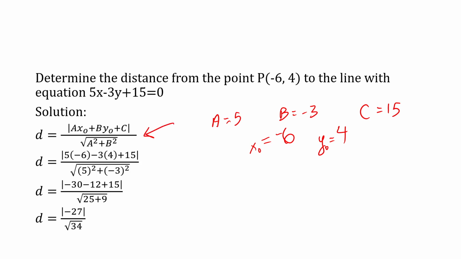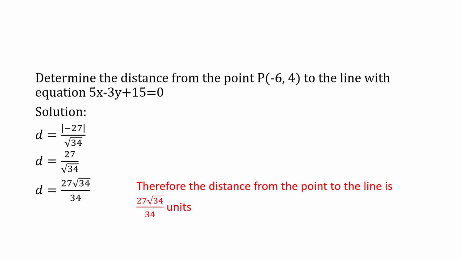And using all that information, we're going to plug it into this equation. Well, we see that inside the absolute value, we get -30 - 12 + 15, and then inside the square root, we get 25 + 9. So we end up with the absolute value of -27 all over the square root of 34. Well, that's equal to 27 over root 34, and we can rationalize our denominator and call it 27 root 34 over 34. So the distance from the point to the line is 27 root 34 over 34 units.